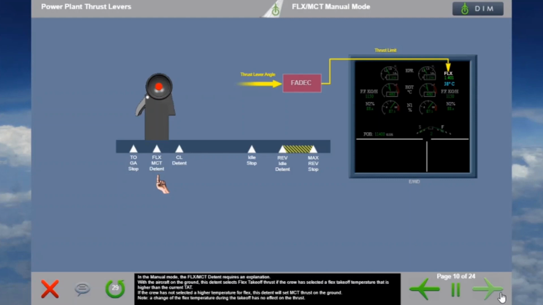In the manual mode, the FLEX MCT detent requires an explanation. With the aircraft on the ground, this detent selects flex takeoff thrust if the crew has selected a flex takeoff temperature that is higher than the current total air temperature. If the crew has not selected a higher temperature for flex, this detent will set maximum continuous thrust on the ground. Note: a change of the flex temperature during the takeoff has no effect on the thrust.